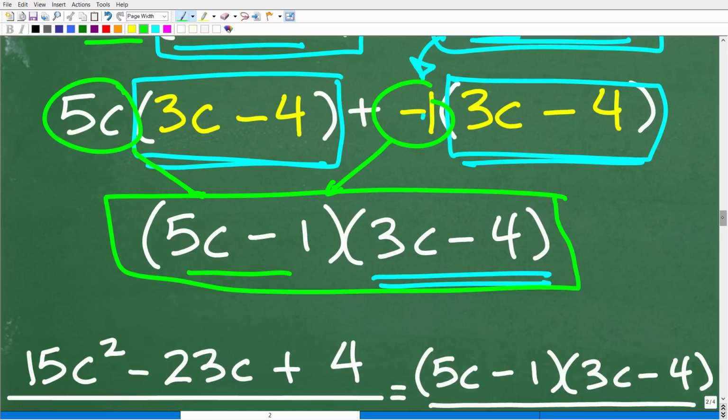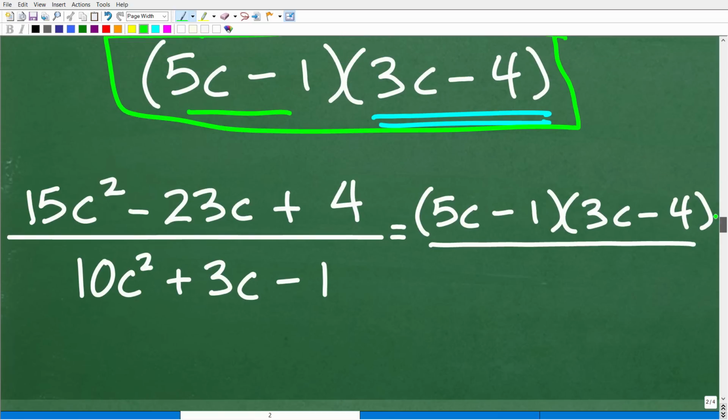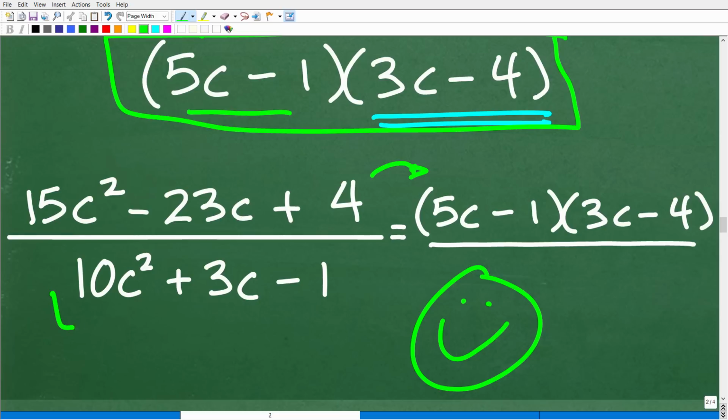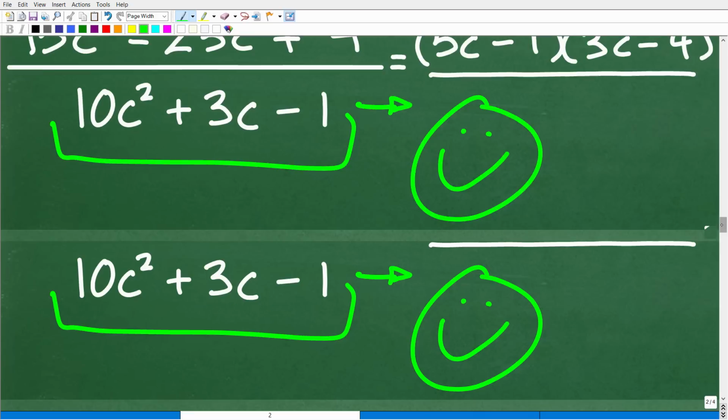So that means that our numerator here, 15c squared minus 23c plus 4, we can factor this way, 5c minus 1 times 3c minus 4. Okay, so I know we're like, are we almost done, Mr. YouTube Math Man? Well, not quite yet, because now we have to factor the denominator. All right, so let's go ahead and use the same procedure. This is going to be a little bit easier, 10c squared plus 3c minus 1.